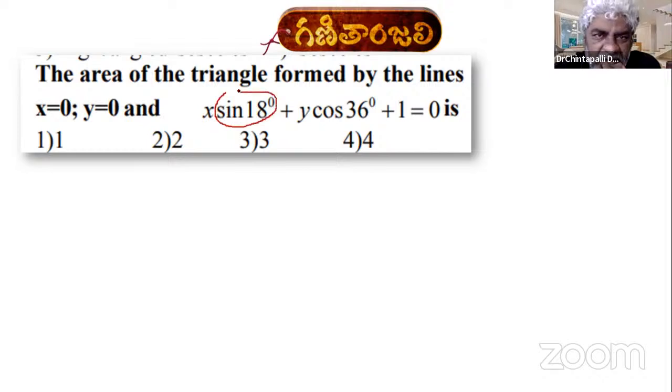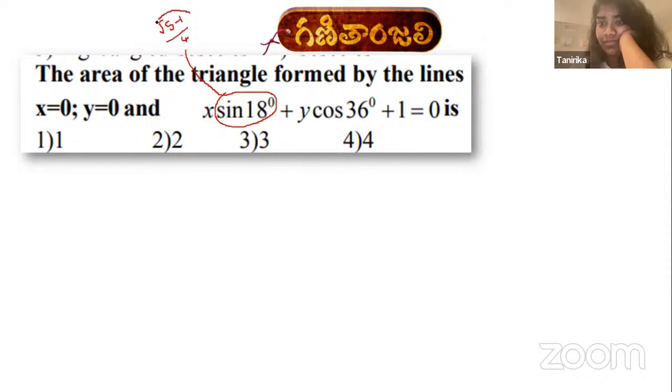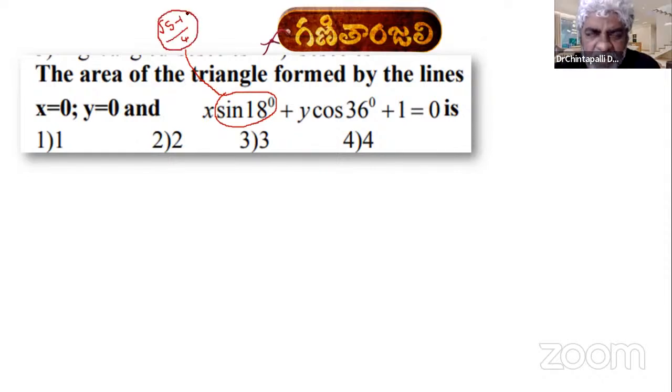Sin 18 has a value. Do you remember the table? Sin 30, sin 45, sin 60. No, sir, with my hand. I told you how to find those values with fingertips. Yes, sir, you told me with fingerprint. All those values: 0, 30 degrees, 45 degrees, 60, 90.